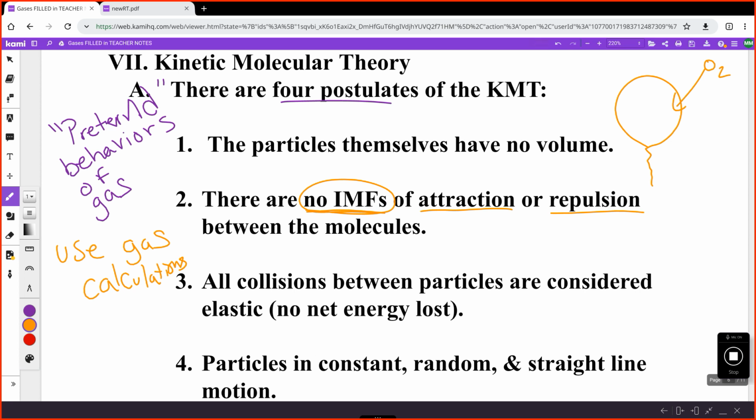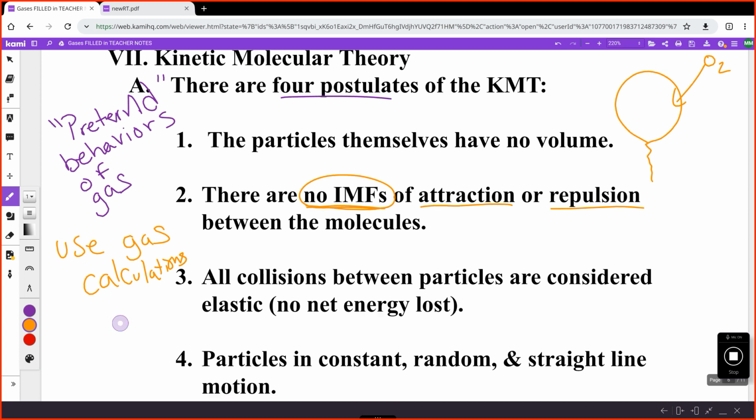Now we know that this is not true. Obviously, if you have gas molecules that have strong intermolecular forces, they're going to pull on each other, and that would change the volume that we've calculated to be a smaller number. And obviously, if they repelled each other, it would make the volume get larger. So we ignore the intermolecular forces. We pretend that they don't exist so that we can use these gas calculations on all gases.